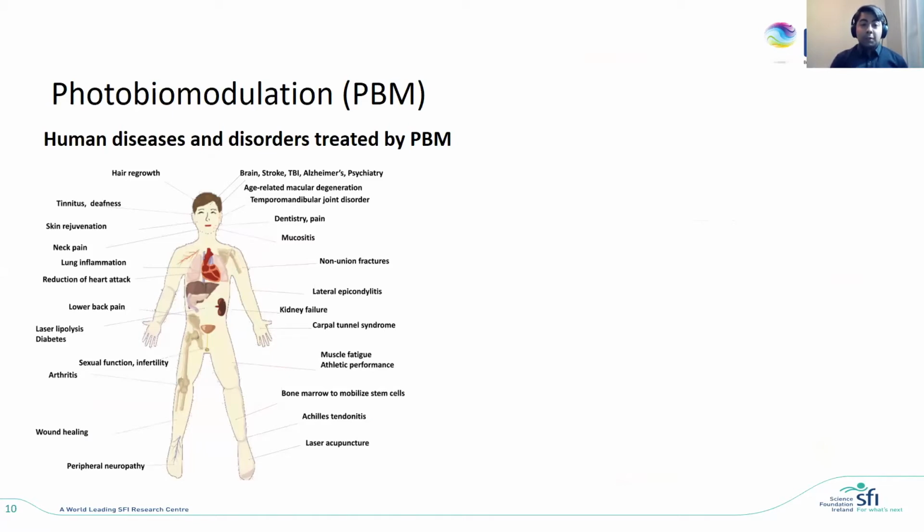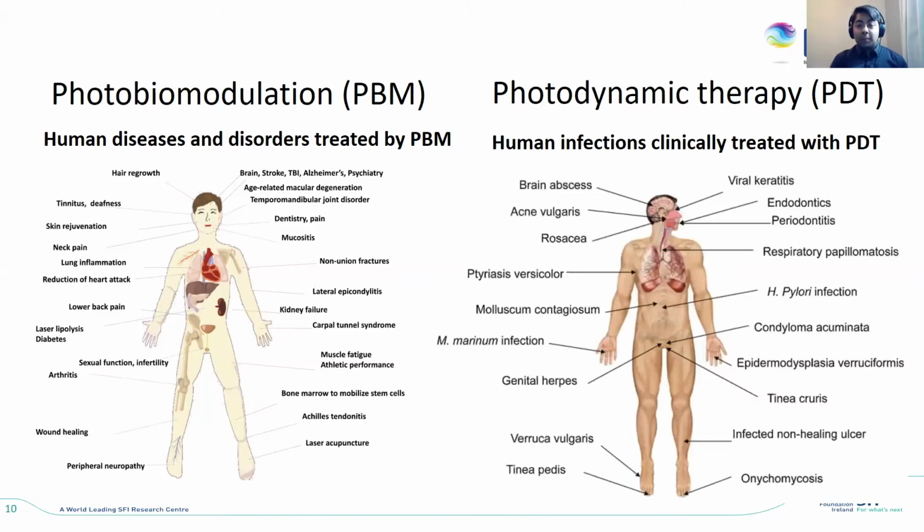But if you want to be even more specific, if you want to target specific cells, what you should do is sensitize the cells first, so make them more sensitive to light so that you can kill specific cells, for example, bacteria or fungus or even cancer cells. This procedure is called Photodynamic Therapy, or PDT. It's also a very common procedure in biophotonics.